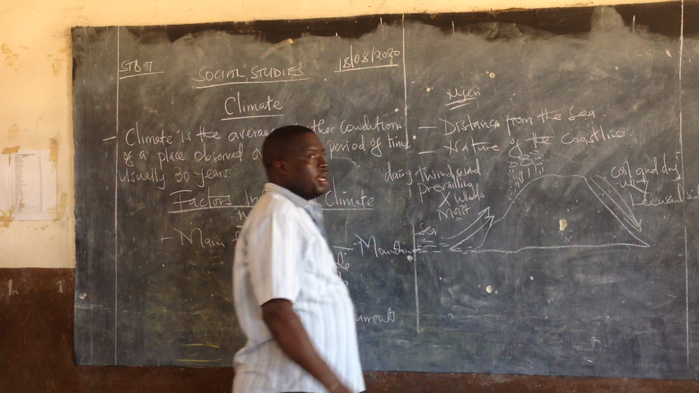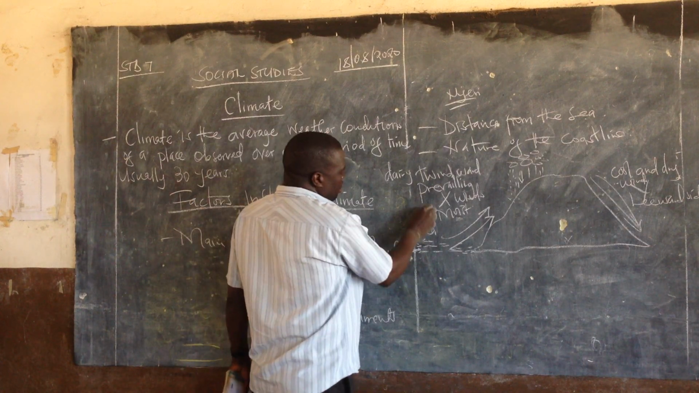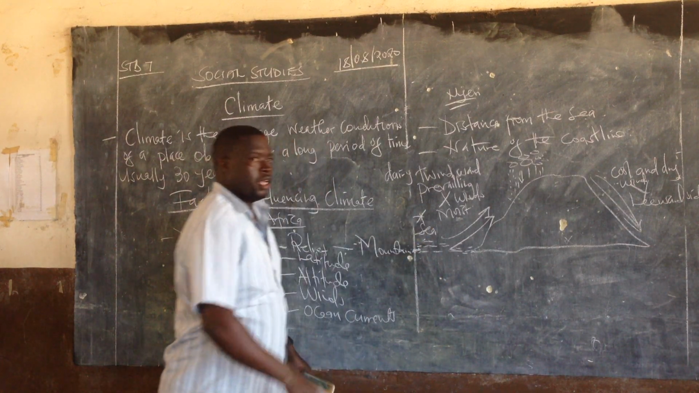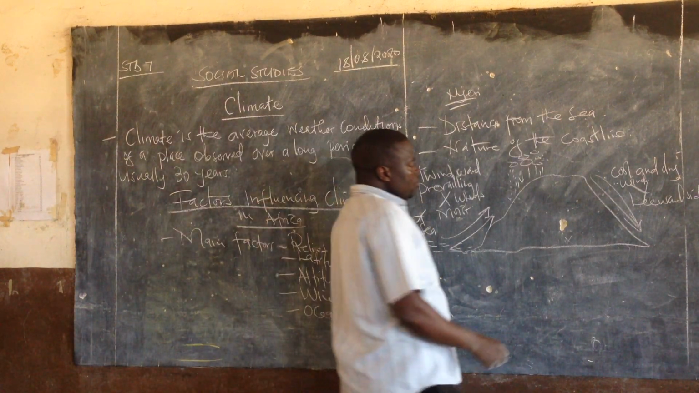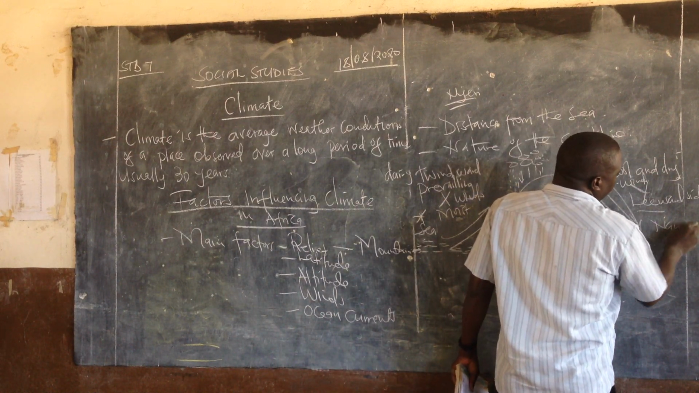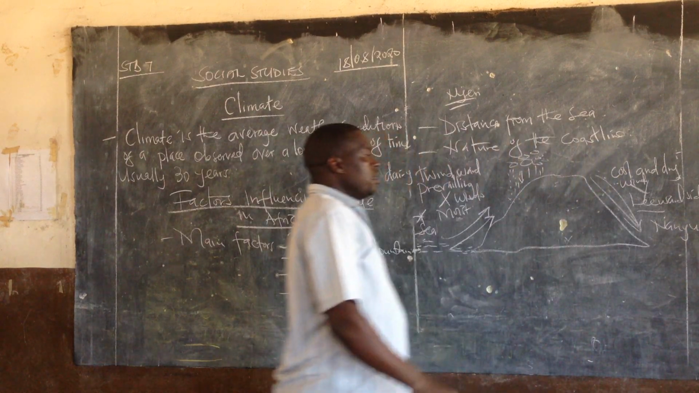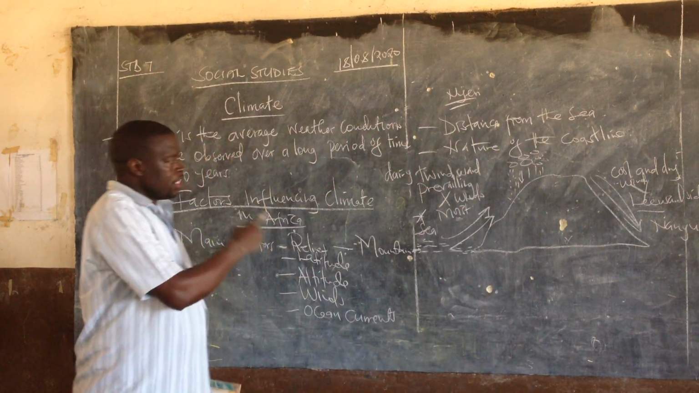So Nyeri is within the highlands. Nyeri, of course, we will find it on this side. A town like Nanyuki, we will find on this side, that is on the leeward side. So we can be given a question about this diagram.